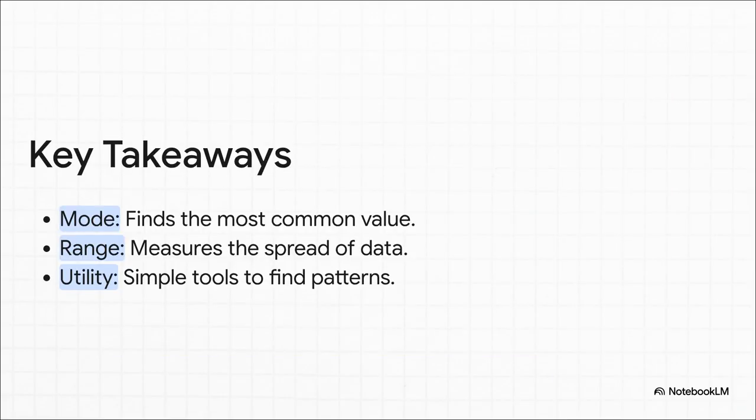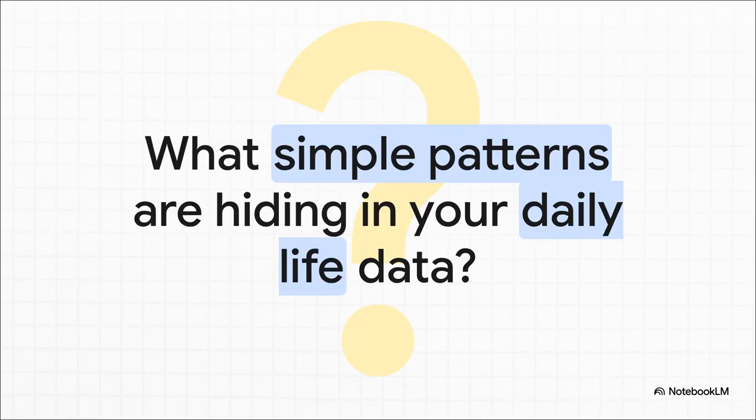So, let's pull back and do a quick final summary. The mode finds what's most common. The range measures the spread. And together, they are just incredibly simple but really effective tools for finding that first layer of patterns in any data set you come across. And that leaves us with a final question for you. I mean, think about it. From the crisis at the grocery store to the songs on your playlist, data is literally everywhere. So now that you've got these tools in your back pocket, what simple hidden patterns are you going to uncover?